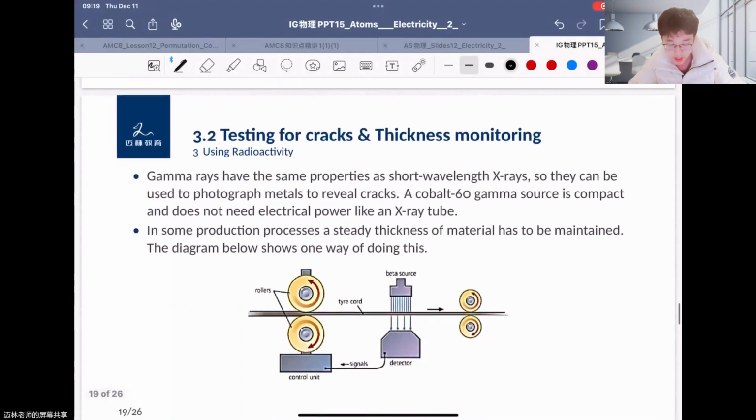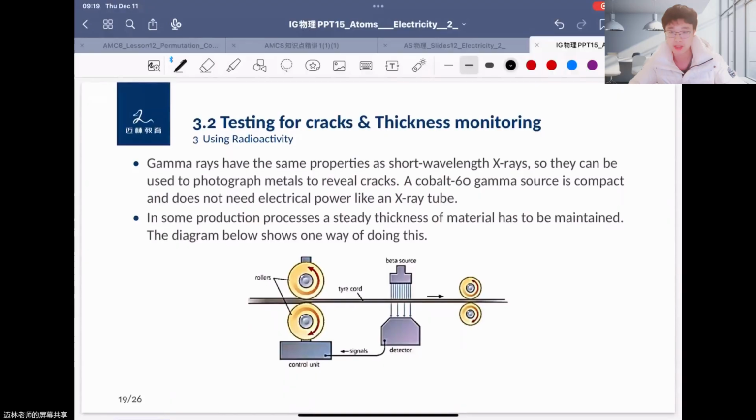Okay. And another use is testing for cracks and thickness monitoring. So maybe if you design a microchip, right, you can find the scale of the microchip is very small, maybe to a nanometer. And if you want to detect them, it's very hard to detect all the microchips. So using this apparatus, with a control unit and a detector and using gamma rays, you can detect very clearly, because gamma rays are very small particles. So compared with 600 nanometer, 500 nanometer, it can just detect it. Okay. So it's not very difficult.